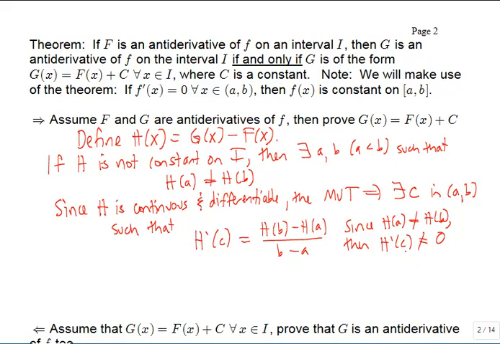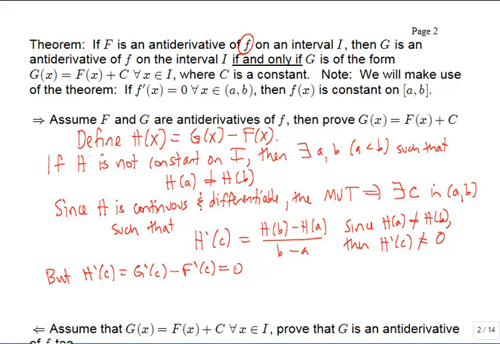Okay? Well, what do we know about h prime of c? By definition, how did we define h? h was G minus F. So h prime of c would be G prime of c minus F prime of c. And remember that G and F were both antiderivatives of this little f. So this is going to have to be 0, since they both have the same derivative. They're both little f. They're going to subtract out and be 0.